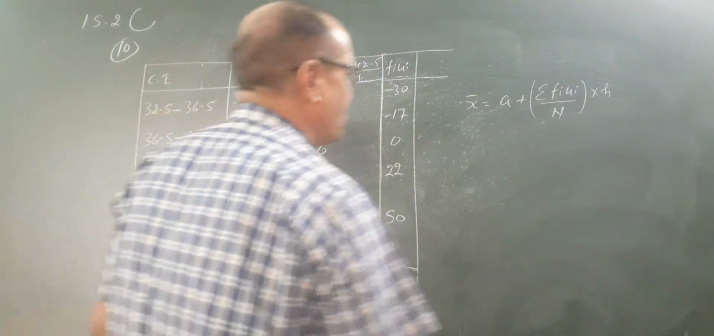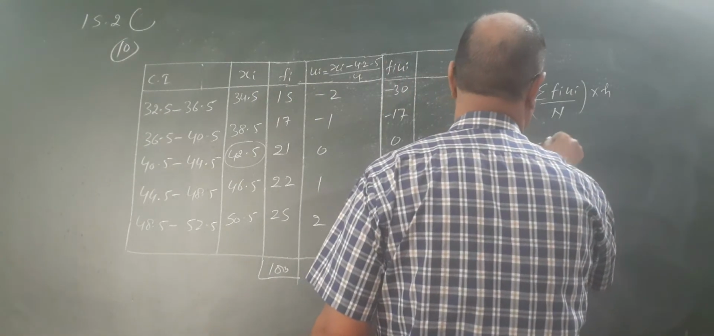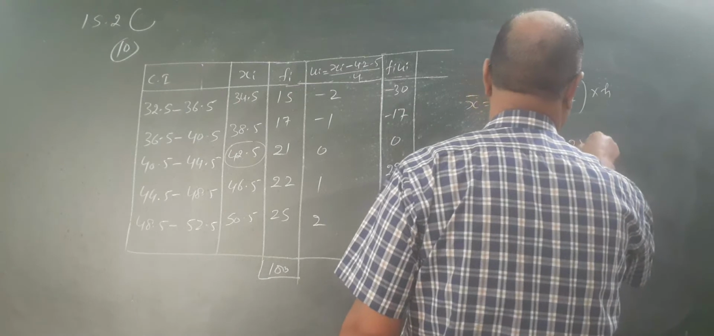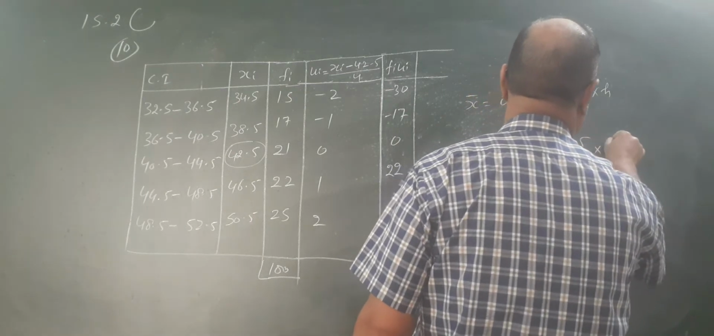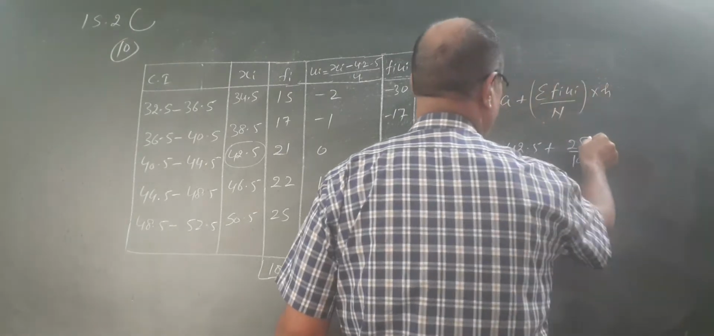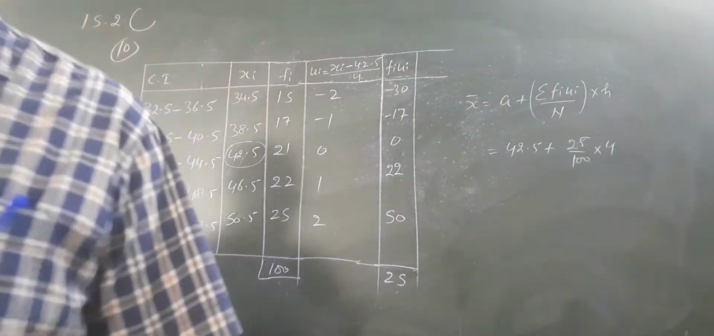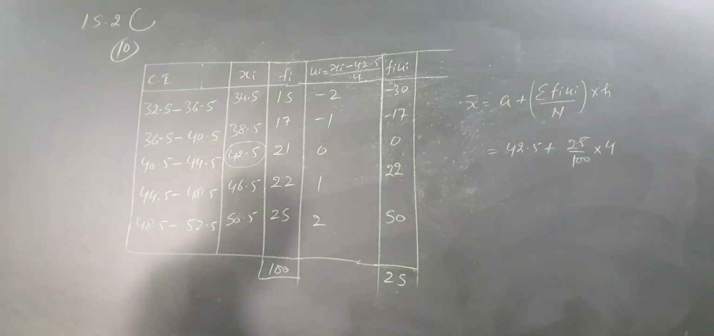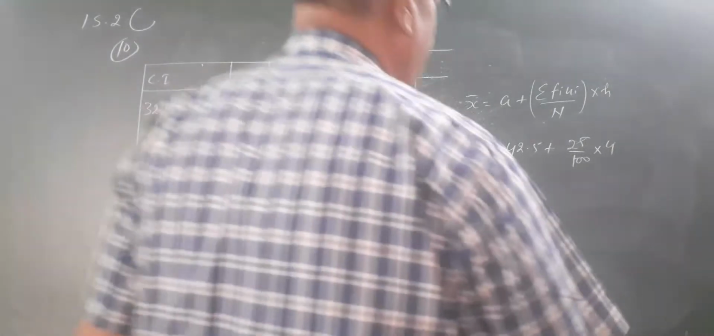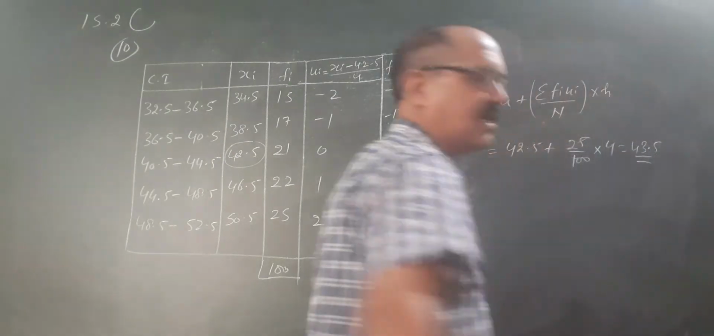Now, what is the mean of this? That implies the mean is 42.5 plus 25 upon 100 into the height of the interval, that is 4. This will give you 1, that is the height of interval times 25 upon 100, so this will give you 1, that is equal to 43.5, which is the mean of this data.